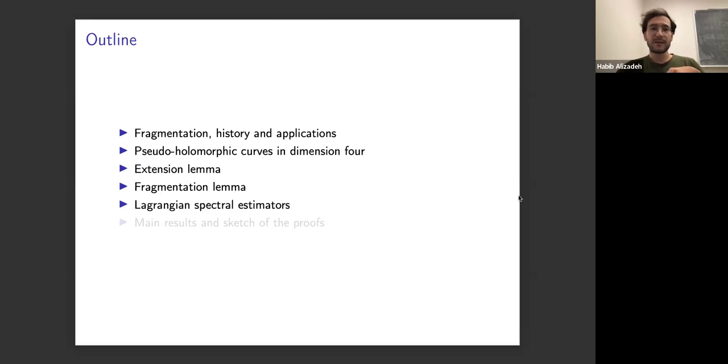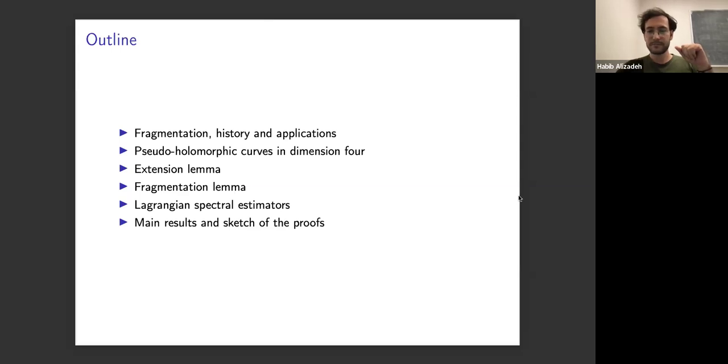And then if there is time, I have a few slides on Lagrangian spectral estimators. I will introduce them because they're the main object of the talk. Basically the novelty of the paper is about fragmentation in dimension 4, but the motivation for this fragmentation result was to prove C0 continuity of these spectral estimators. So it would be nice to introduce them, how they're constructed. And then at the end, we'll see this C0 continuity and some other applications.